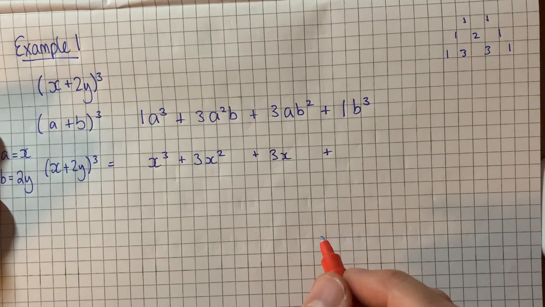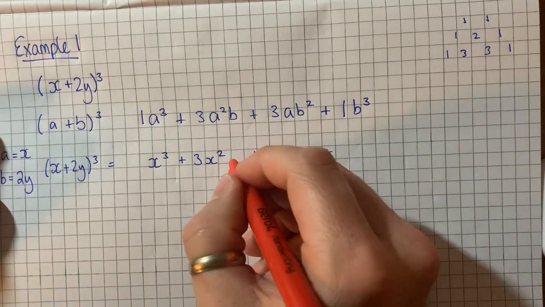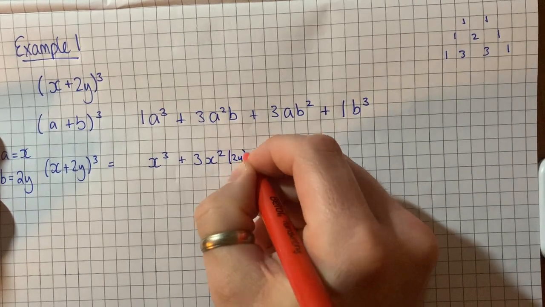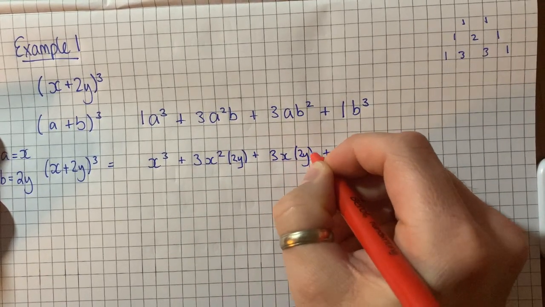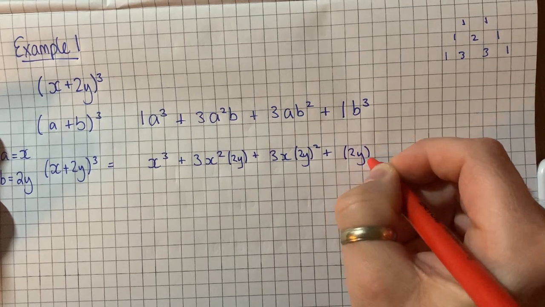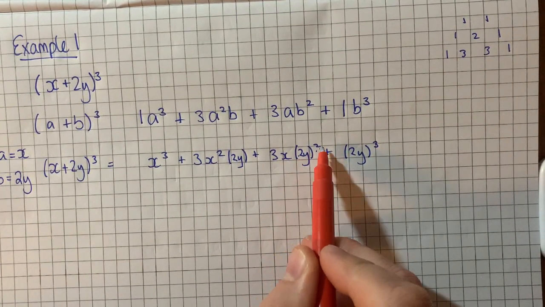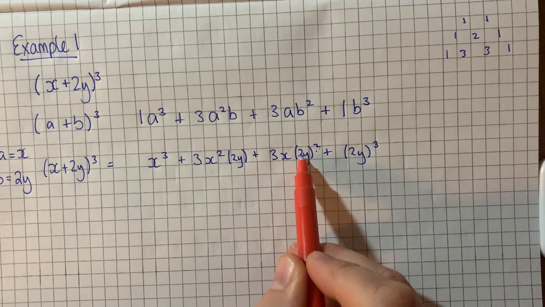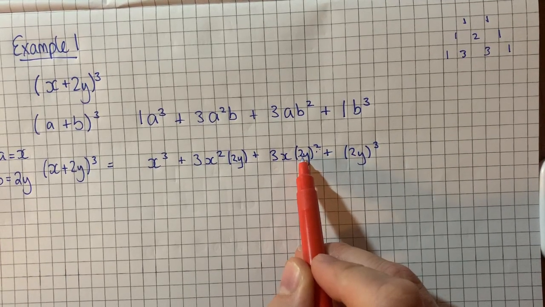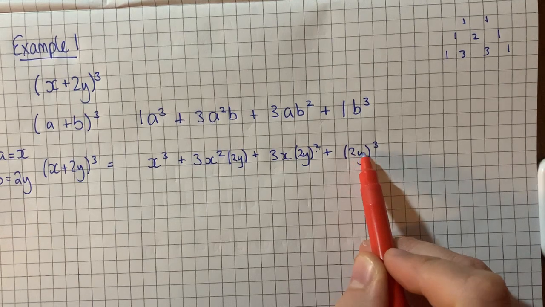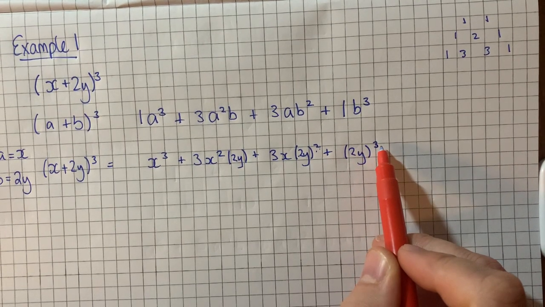Everywhere I've got a b, I'll replace it with a 2y. It's important that you put that in brackets because the powers also apply to the number in front of the y, the coefficient of y. So it's not 2y squared, it's 4y squared. It's not 2y cubed, it's 8y cubed.